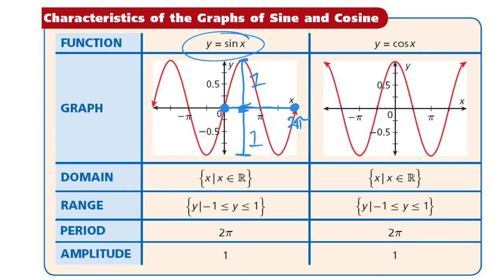In the cosine function, your period and amplitude are the exact same. The only difference here is that the cosine function is shifted so that at the x-axis, it's not going through the origin. It's going through the point 0, 1.